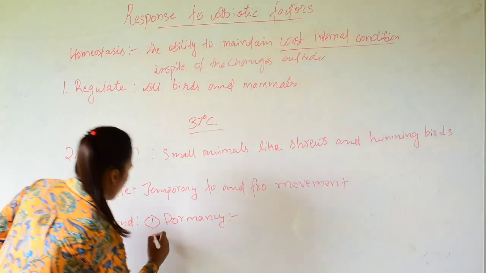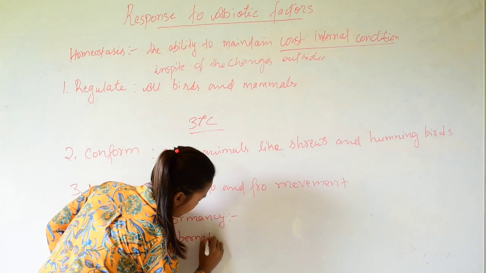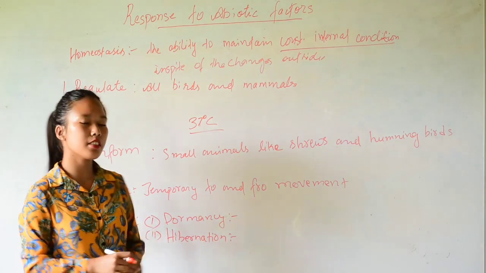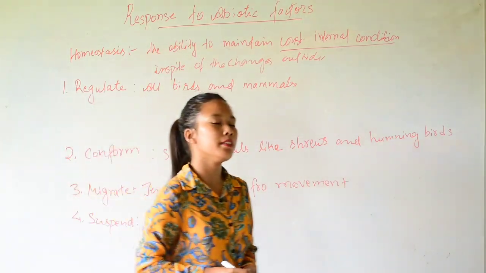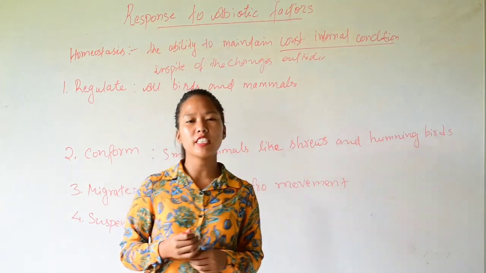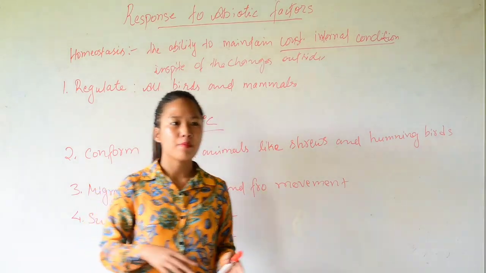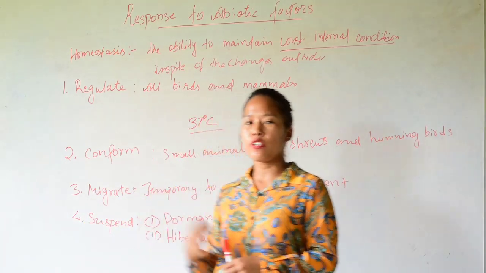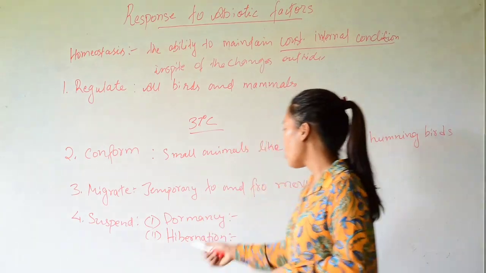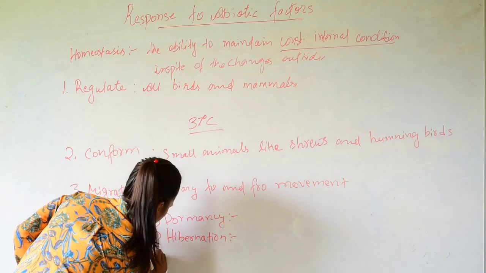Now, the second one under suspend is hibernation. Hibernation is simply winter sleep. Hibernation is often seen in earthworms and bears. They try to escape the severe cold, go for winter sleep, and come out only during the summer season. So this is called hibernation. And the next one is estivation.